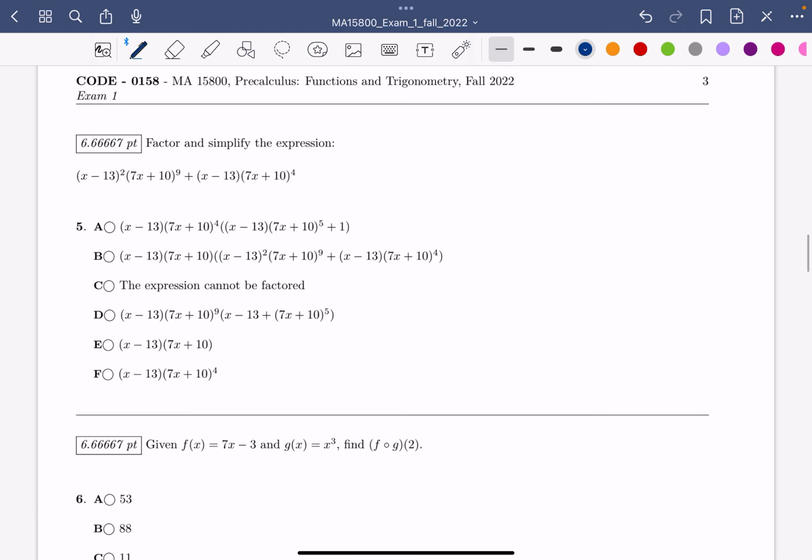Number 5. Factor and simplify the expression x minus 13 squared times 7x plus 10 to the 9th plus x minus 13 times 7x plus 10 to the 4th. Man, that's a mouthful. So when we're factoring, we want to take out as many like terms as we can.